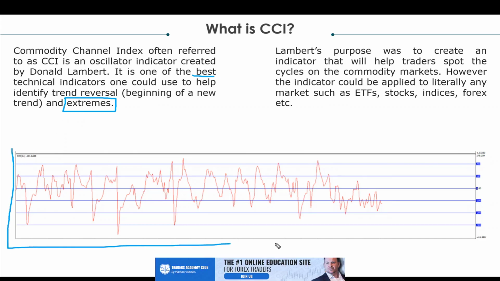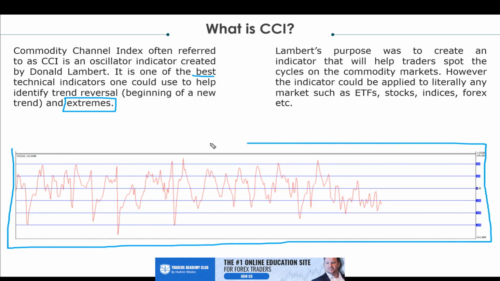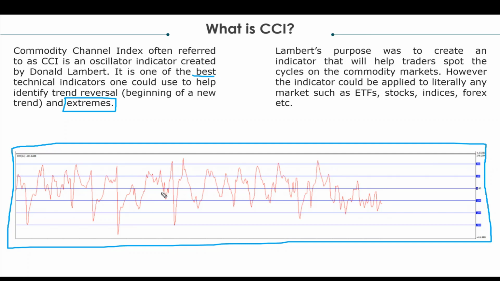This is how the indicator looks. It is placed at the bottom of your chart, as you'll see in a second in the charts that I'm going to show you. We're going to use MT4 here in our examples, but of course you can find it in pretty much any trading platform out there. It is a default standard indicator, so regardless of the platform you're using, you're going to find the CCI indicator.